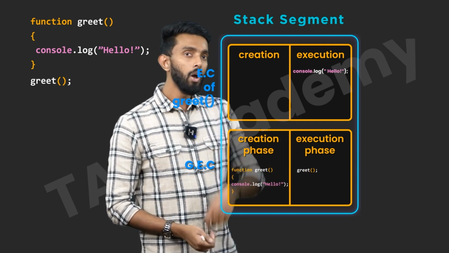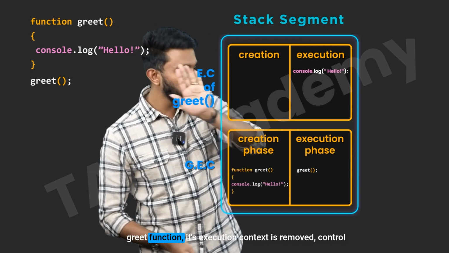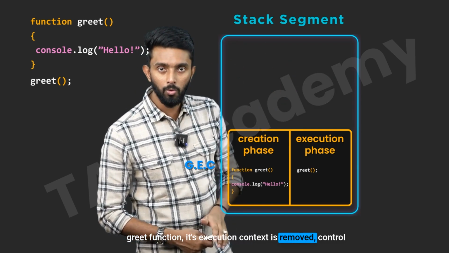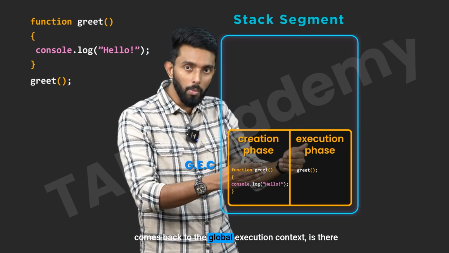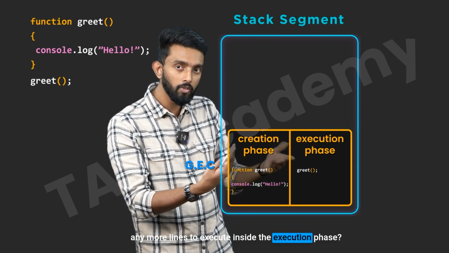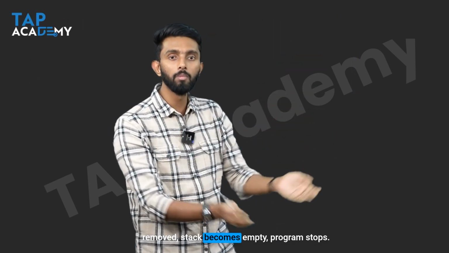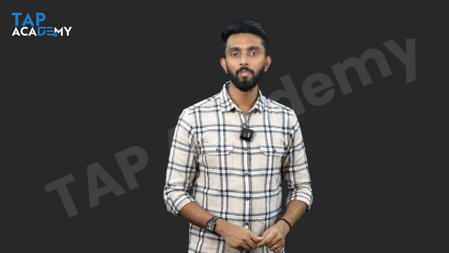That's it. Once that is printed, there are no more statements inside the greet function. Its execution context is removed. Control comes back to the global execution context. Are there any more lines to execute inside the execution phase? No, even the global execution context gets removed. Stack becomes empty, program stops, right?